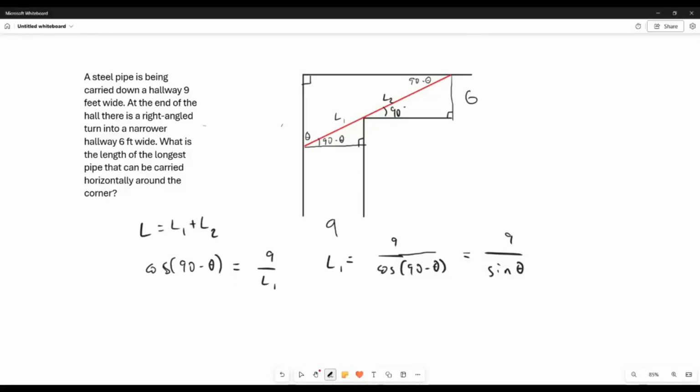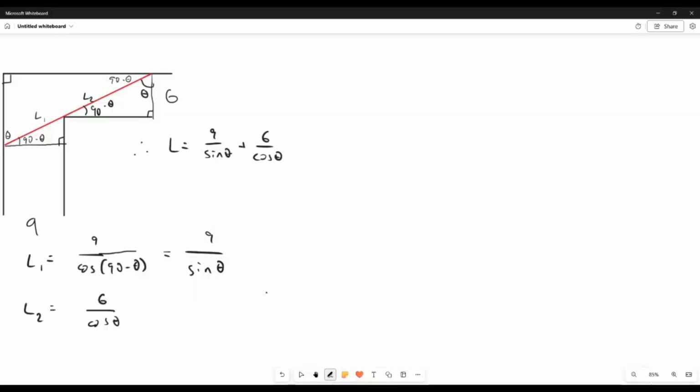Now let us do the same for L2. Using alternate interior angles, we say that this angle is equal to theta. Thus, the cosine of that angle will equal 6 over L2. Rearranging gives L2 is equal to 6 over cosine theta. Therefore, adding these two lengths gives us the equation for L. We now must differentiate this in order to find the maximum length.